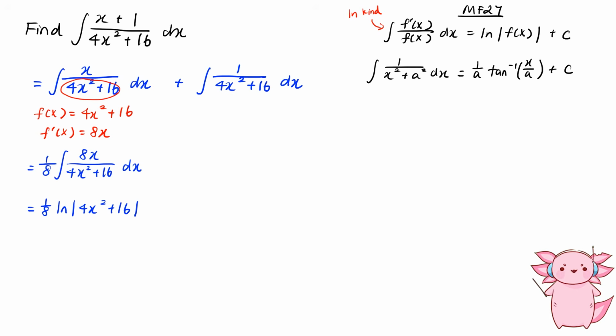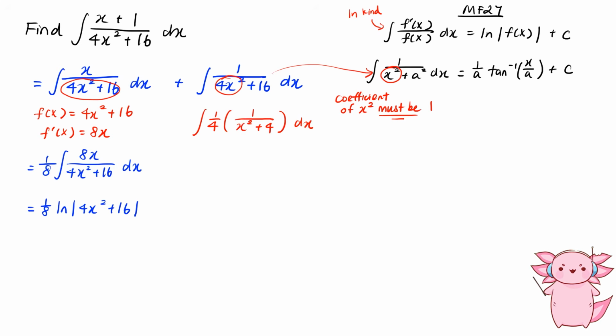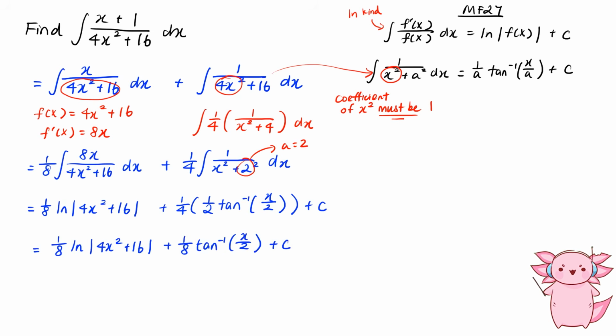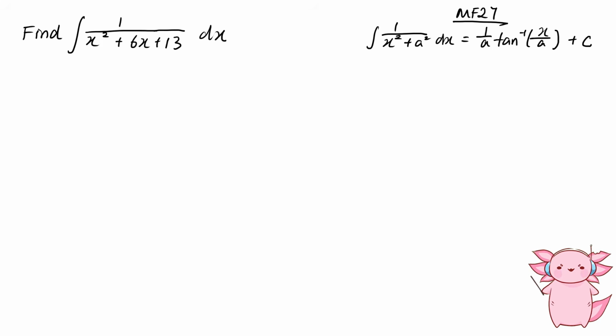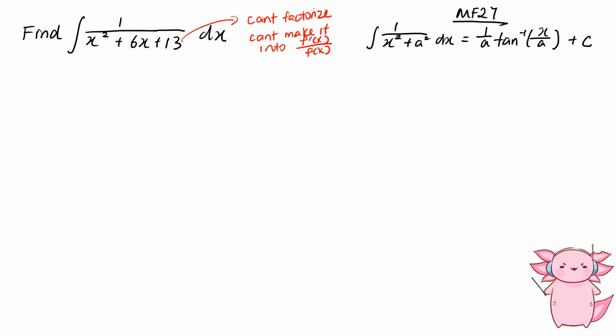The next one requires you to look at the formula sheet, and since it resembles a tangent inverse form, after factoring out 1 over 4 to make sure the coefficient of x squared is 1, we can rewrite this as x squared plus 2 squared, and after integrating, we can get the form of 1 over 8 tangent inverse x over 2. The last standard form question looks really similar, but if you notice, there's no way to make it into the f prime x over fx form.